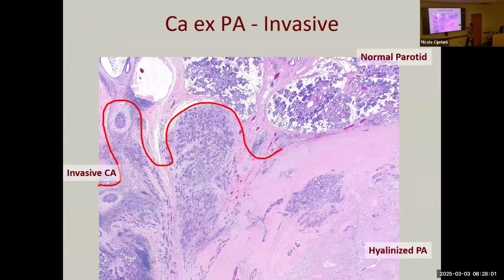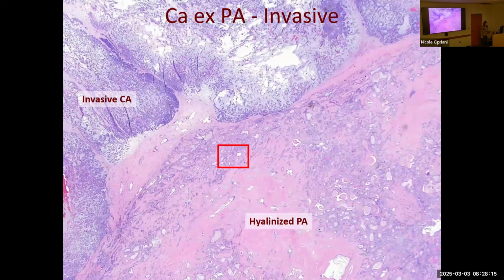However, once you have invasion out of the pre-existing PA into the adjacent tissue, that's when you get metastases and mortality. You can see here this pre-existing, basically overtly hyalinized pleomorphic adenoma in the background. Again, with your invasive carcinoma out here, this happens to be a myoepithelial carcinoma ex pleomorphic adenoma.